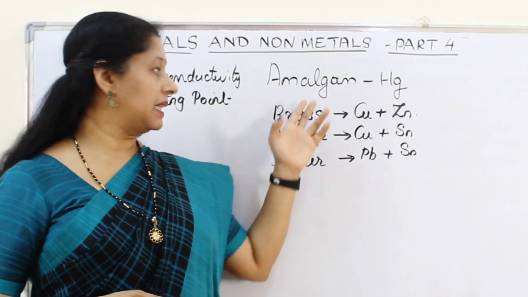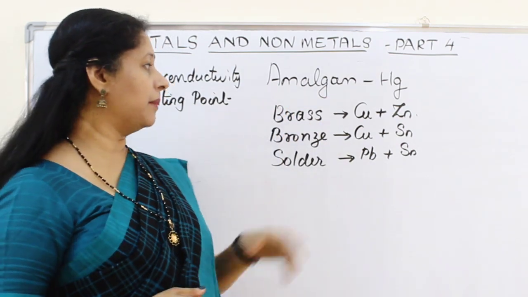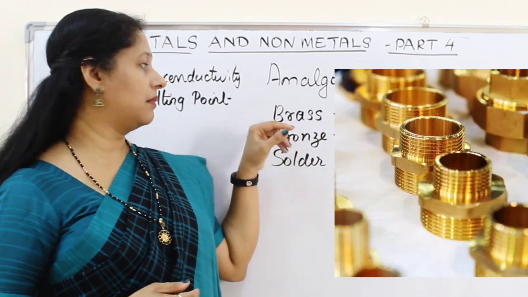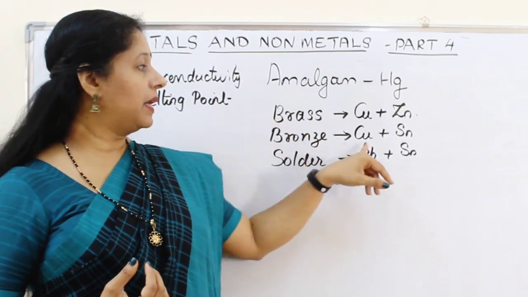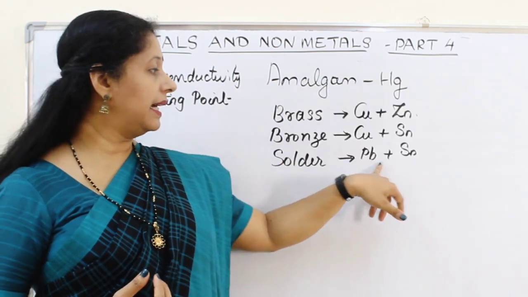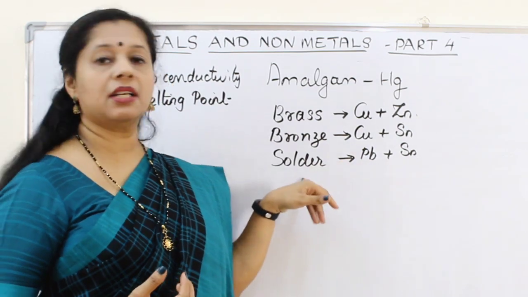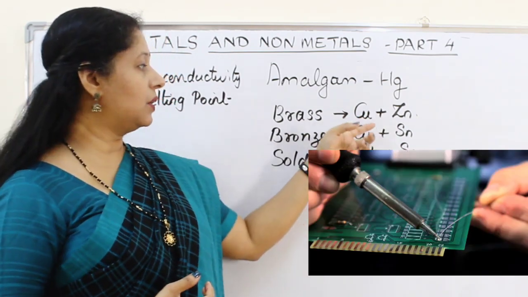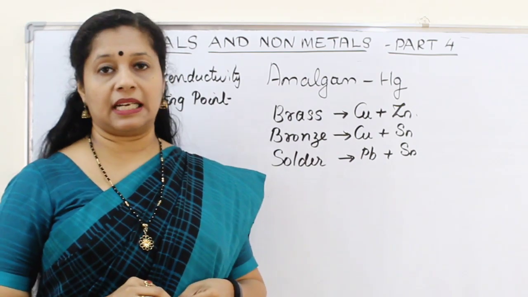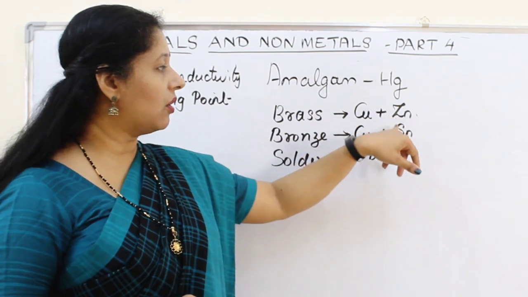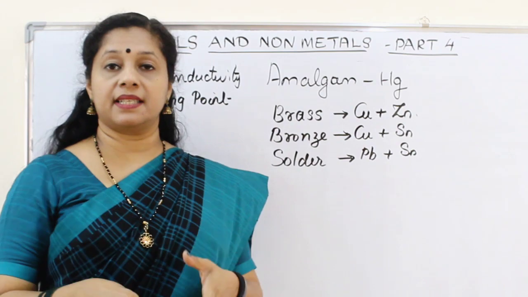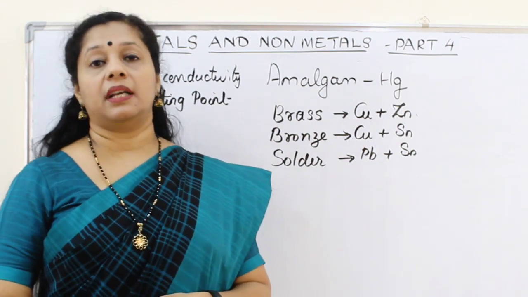Next, a few alloys are given here. Copper is a metal which, combined with another metal, zinc, gives an alloy called brass. Copper combined with tin (Sn) gives bronze, and lead combined with tin gives solder. So in the first two cases copper is one of the ingredients. Copper is a very good conductor of heat and electricity, we know. But when we add zinc or tin to it, making an alloy, the conductivity is reduced. They are poor conductors of electricity.